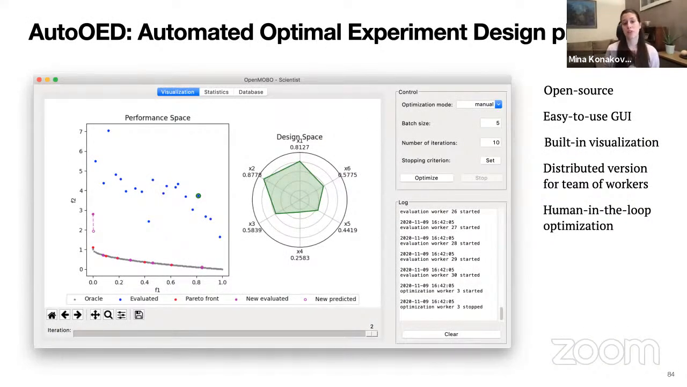And currently, the process of optimal experiment design is still mostly done by hand and based on intuition. And because we developed an algorithm with state-of-the-art performance that can be used by researchers and engineers in many different disciplines, we decided to develop an open source platform that is easy to use for users with zero or little experience with optimization and machine learning. And it has a built-in visualization and a distributed version for teams of workers that can operate in parallel, even from remote locations, which is particularly convenient in these pandemic times.